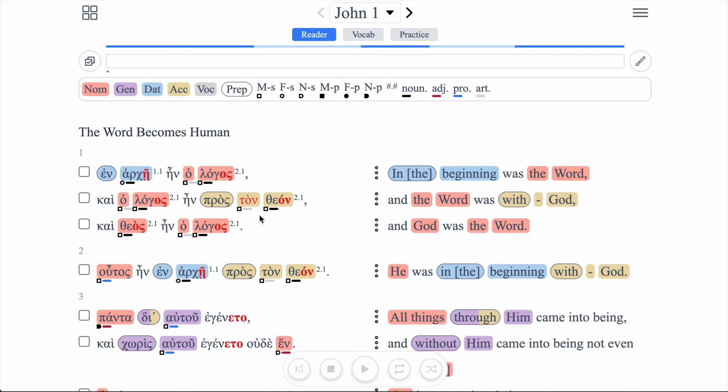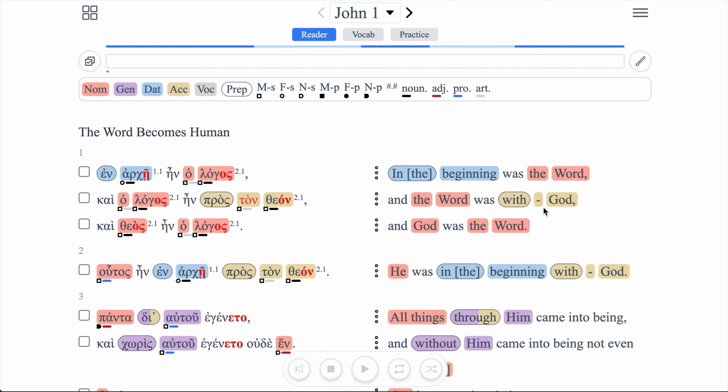But here's something else to notice. In o logos, the o is translated into English as the. But in ton theon, the ton, which is the exact same article just in a different form, isn't translated at all. It's just left out. And that's an important lesson. Just because you see an article in Greek doesn't mean it will always come across as the in English.